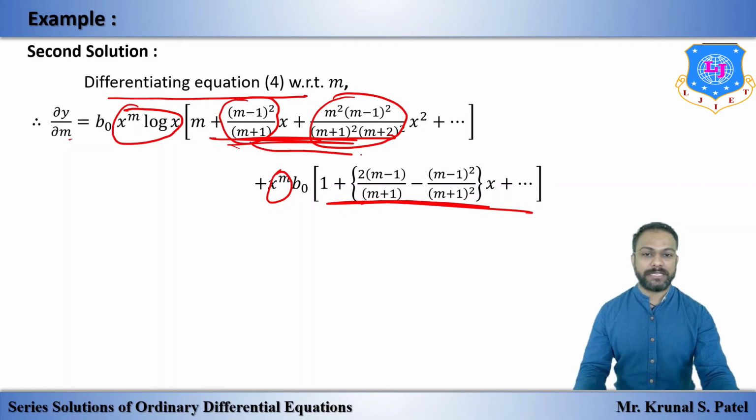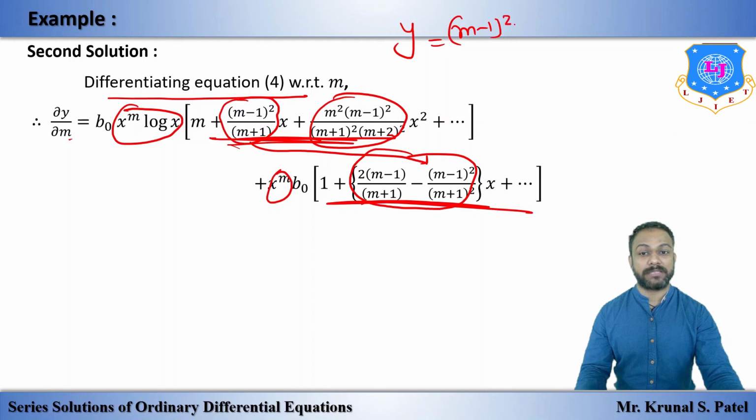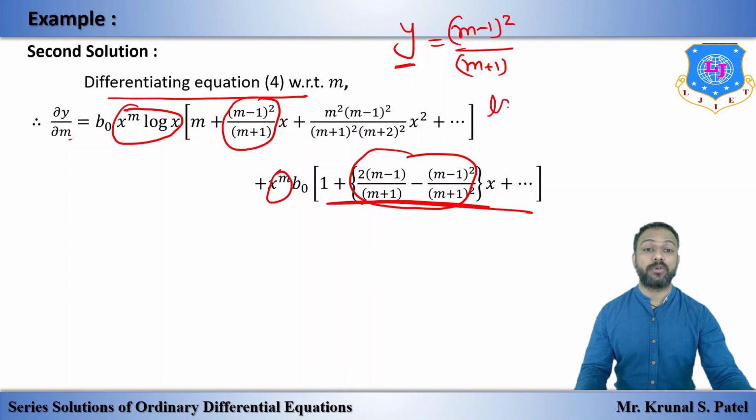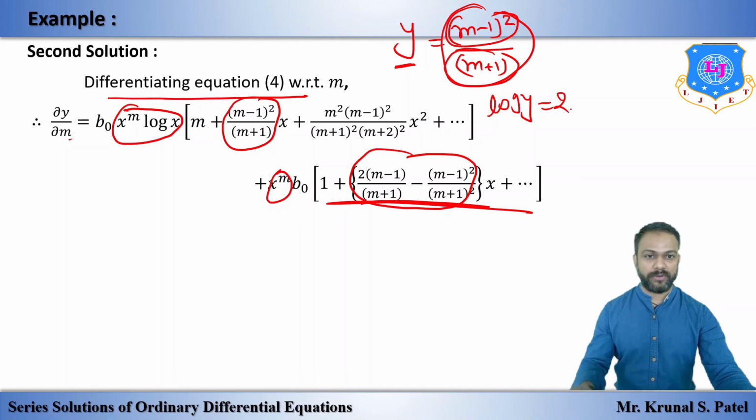So how do I differentiate this in this form? For that, consider y is equal to (m minus 1) whole square upon (m plus 1). I'm just giving you a shortcut method. We have this y, and now we want to differentiate it with respect to m. For that, I have just taken log on both sides. So log y is equal to log of this minus log of this, and in log we can bring the power 2 forward. So 2 log(m minus 1) minus log(m plus 1).